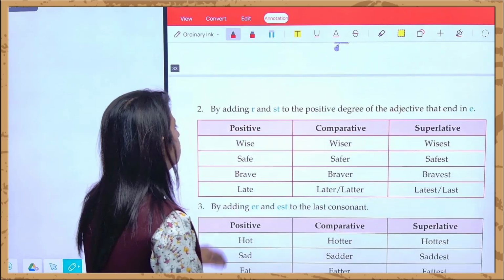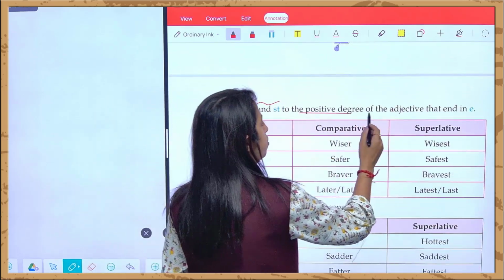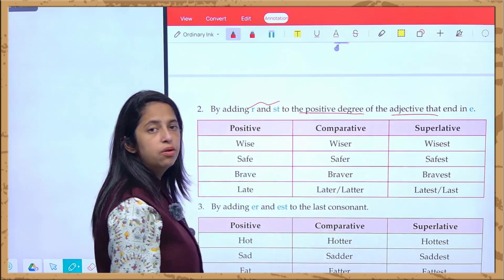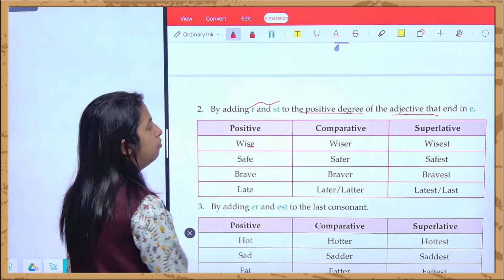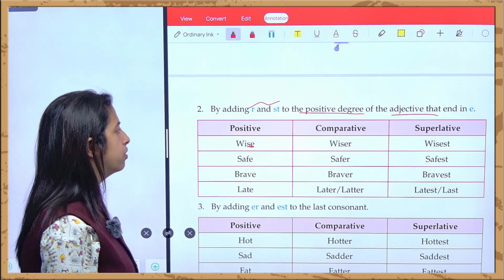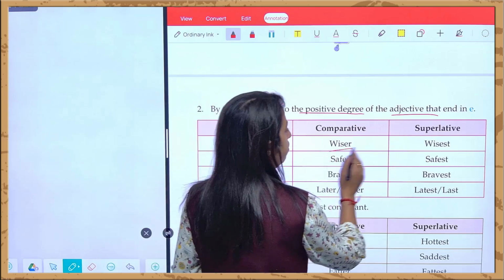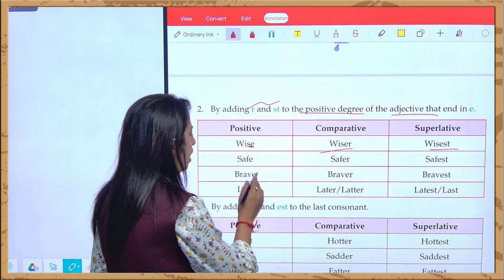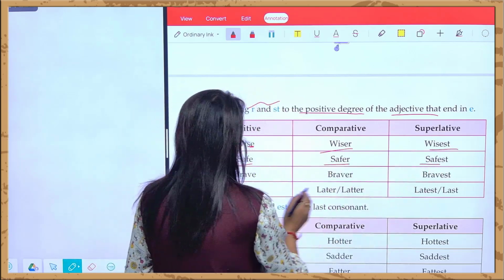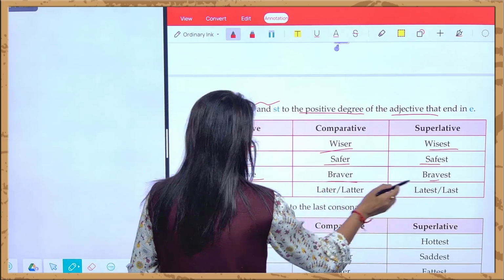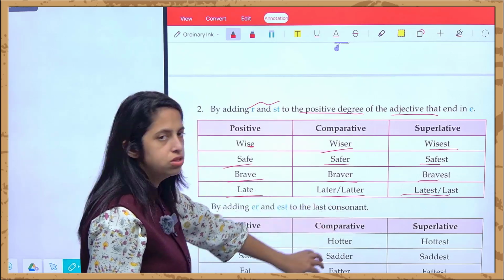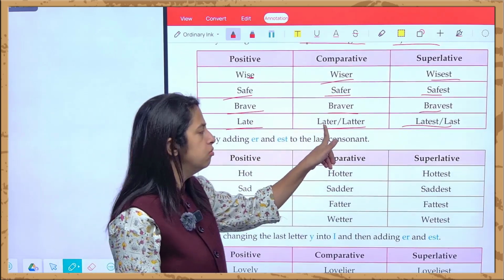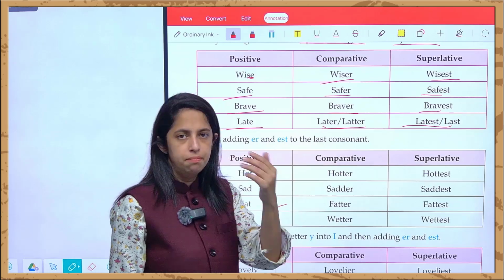Moving on to the next is by adding r and st to the positive degree of the adjectives that are ending with e. जो भी adjectives हैं जिनमें end हो रहा है e से, हम उसमें क्या ऐड कर सकते हैं? r और you can say st. जैसे कि it's wiser and wisest, right? And it's safe का safer and safest. Brave का braver and bravest. Late का later and latest, right? Late का later हो सकता है और latter हो सकता है. देखिए later का मतलब होता है बाद में और इसका मतलब भी बाद में.